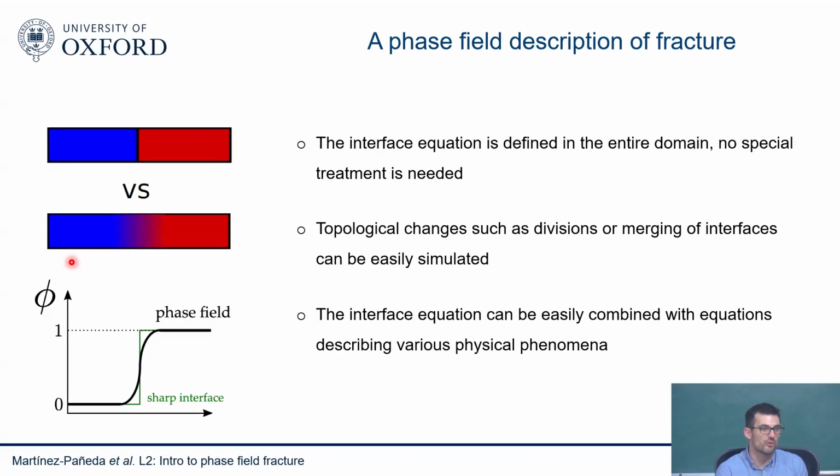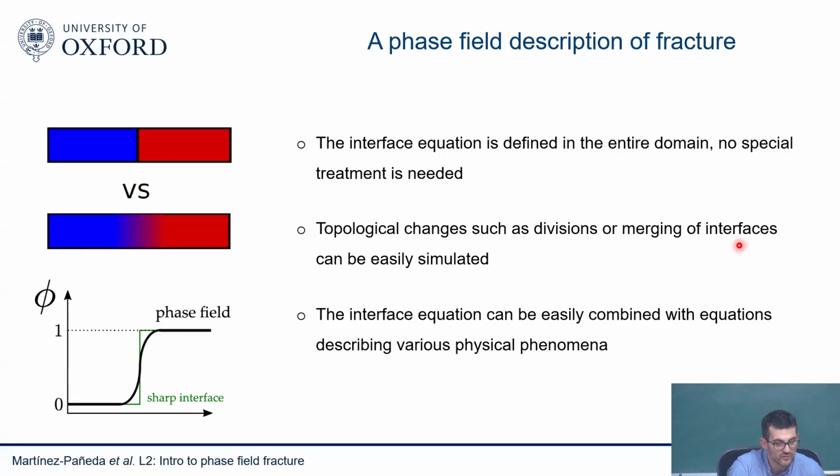Three that I always like to emphasize: the interface equation is defined in the entire domain, so there's no need for any special treatment. Think of, for example, if you need to do moving boundary conditions. The interface is moving, you need to apply boundary conditions on your interface. That's a mess. You need to figure out where it is. Here, the phase field is being solved in the entire domain. At some point it will be 1, at some point it will be 0. You know where your interface lies.